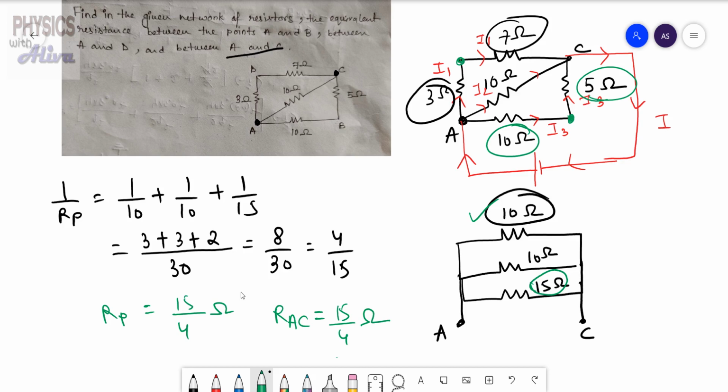So through this example, we have calculated different kinds of equivalent resistance. I hope you understand.